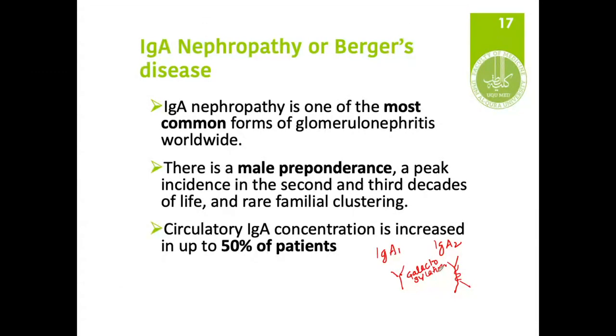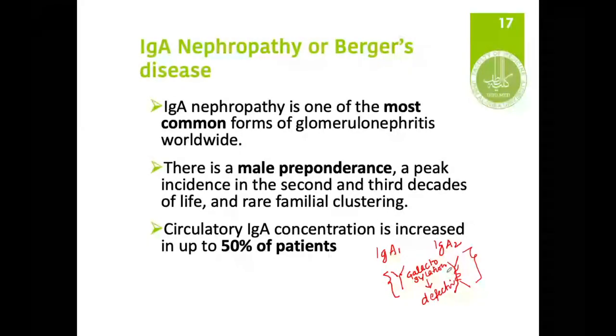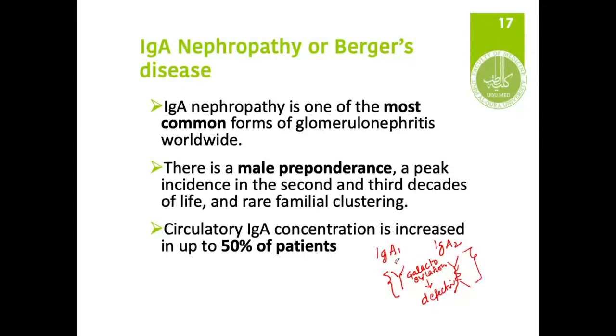And this galactosylation actually helps in the degradation of these antibodies. But what happens if this galactosylation is deficient or defective? Then their degradation will not be normal, and these IgA1, which are mainly present in the serum, their quantity will be increased, and it's so much increased that in up to 50% of the patients, their concentrations are very high.